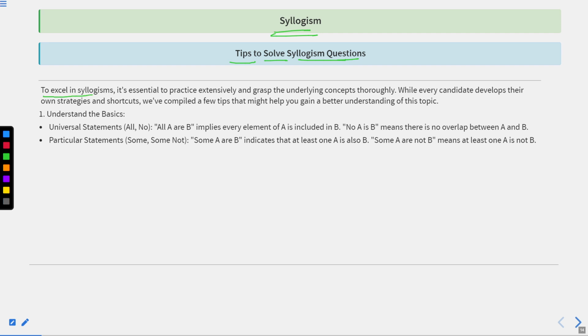So to excel in syllogism, अगर आपको सिलोगिज्म में सफलता हासिल करनी है, it is essential to practice extensively. आपको बार बार प्रैक्टिस करनी पड़ेगी सिलोगिज्म की, and grasp the underlying concepts thoroughly. जो उसके अंदर का कॉन्सेप्ट है उसको समझना बहुत ही ज्यादा आवश्यक है. While every candidate develops their own strategies and shortcuts, सब लोग अपना तरीका इस्तेमाल करते हैं.